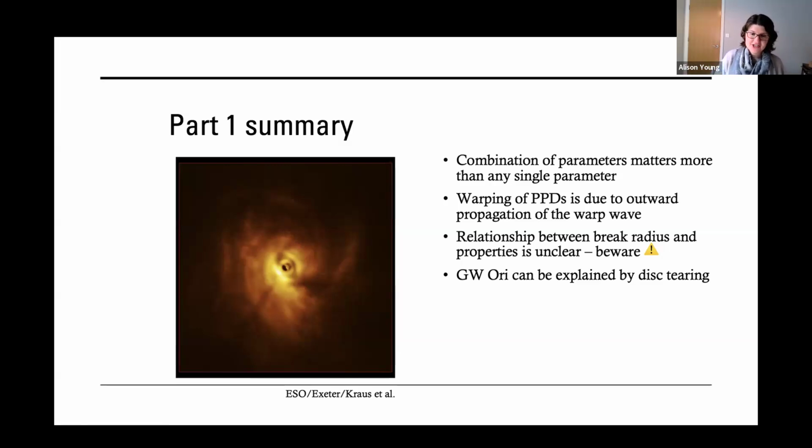We also found that the relationship between the break radius and the disk properties is not clear, so be aware of any very simple analytical equations for that. And we found that we can explain the GWR structure by disk tearing.